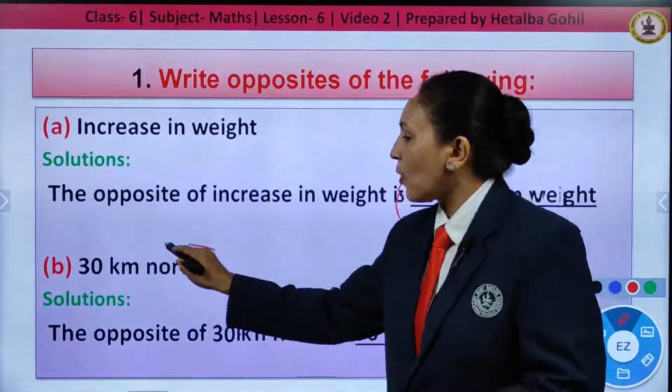Question B. Is point G a negative integer or a positive integer? Children, here point G is on the left side, that is it is a negative integer. Next, question C. Write integers for points B and E. Children, here point B is 4 and point E is minus 10. Okay.